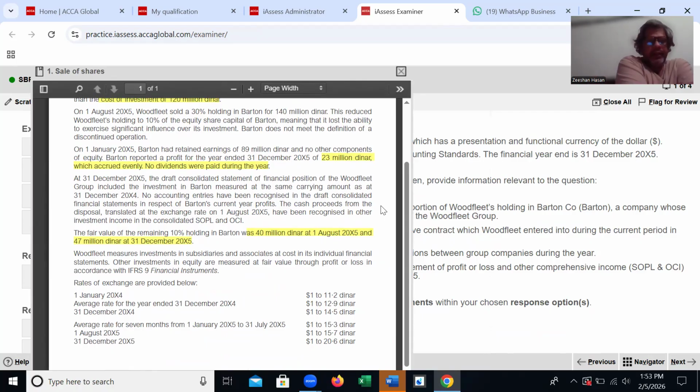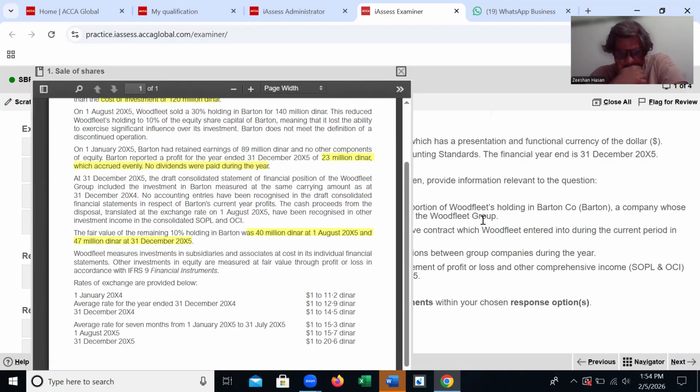The valuation of the investment in Barton is measured at the same carrying amount as at 31st December X4. No accounting entries have been recognized in the draft consolidated financial statements in respect of Barton's current year profit. The cash proceeds from the disposal, translated at the exchange rate, have been recognized in other investment income in the consolidated SOPL and OCI. The fair value of the remaining 10% is 47 million dinar at 31st December X5.